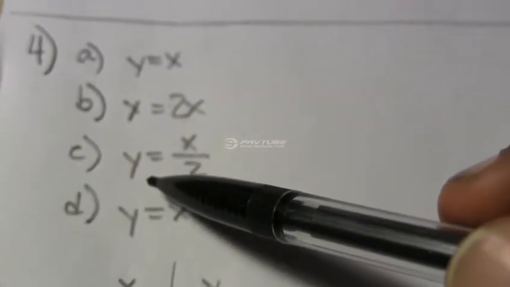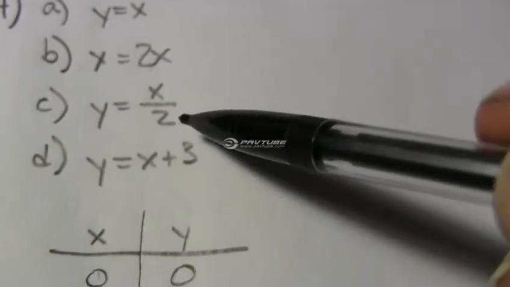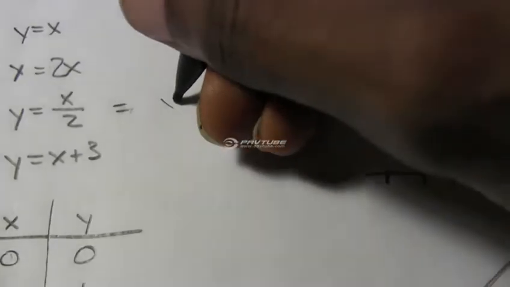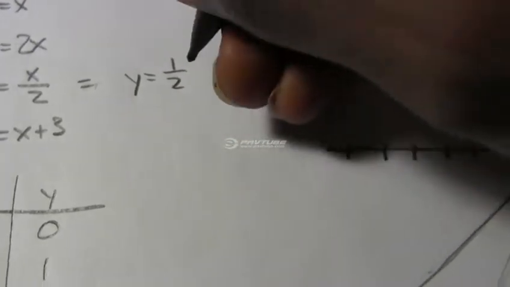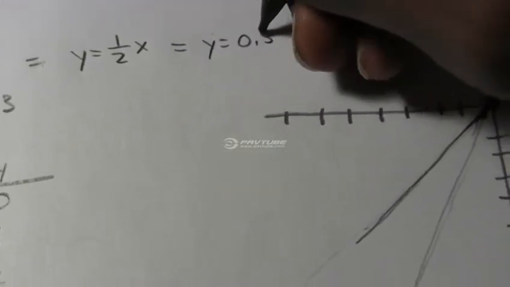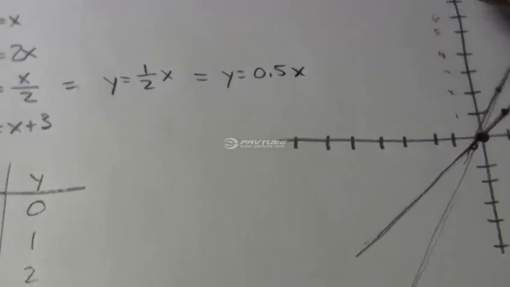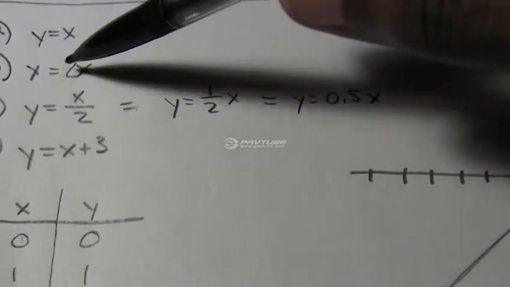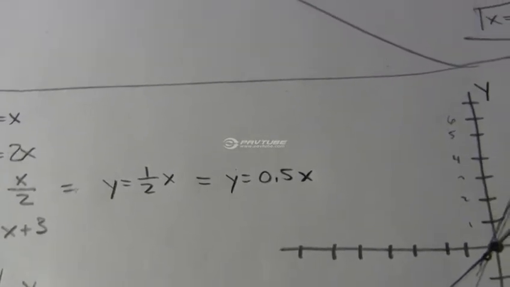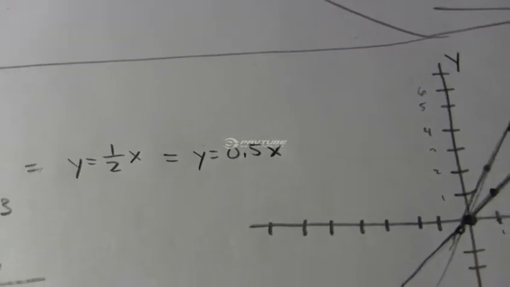Now, you should be able to guess what's going to happen with this one, because now we've got y is equal to x over 2. Which is the same as saying y is equal to 1/2 x, or also y is equal to 0.5x. So remember what we learned: putting a number that's bigger than 1 makes it more steep. So putting a number that's less than 1 would make it less steep.